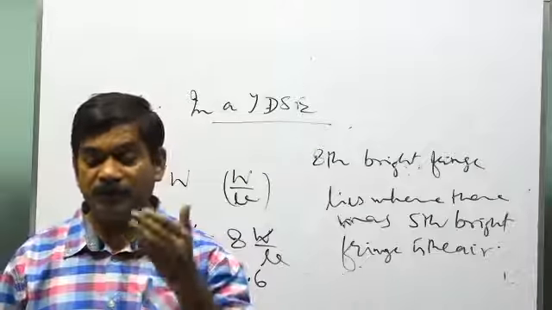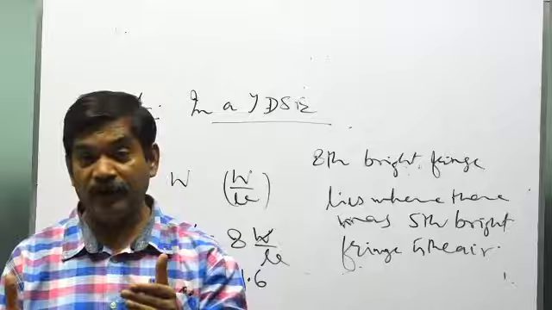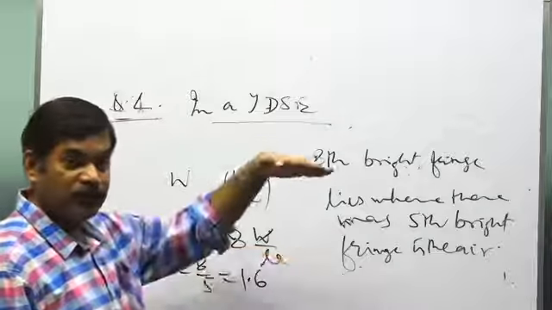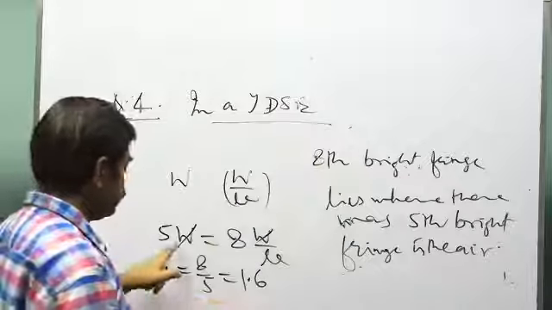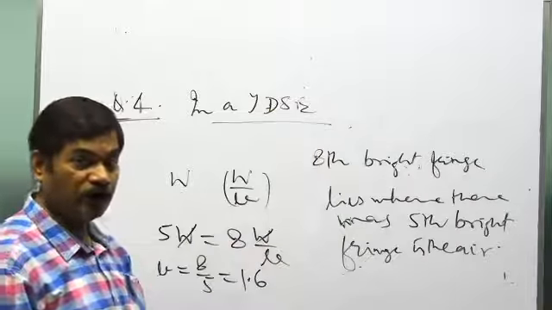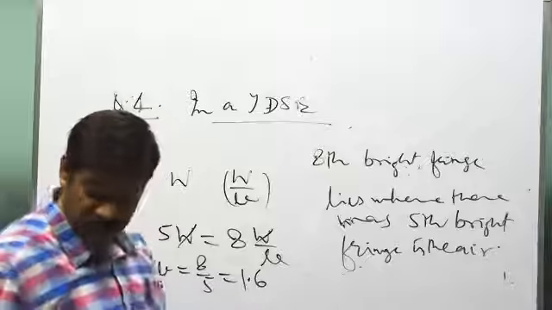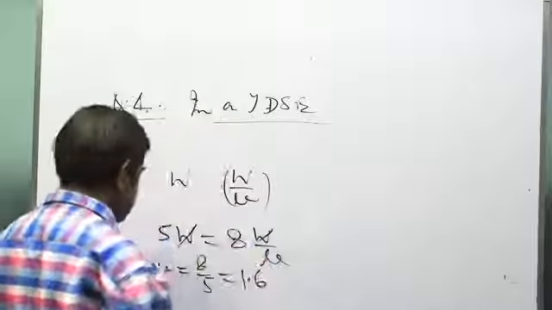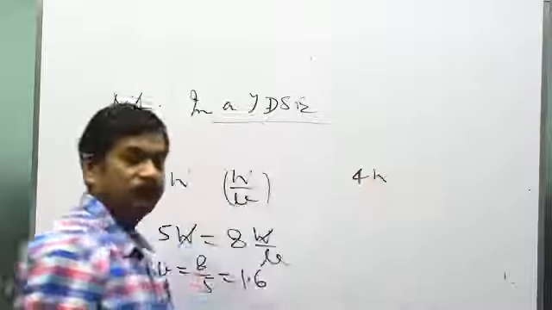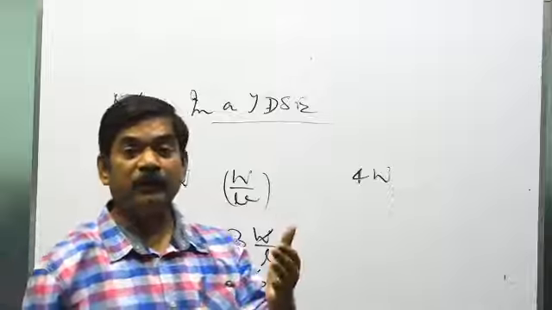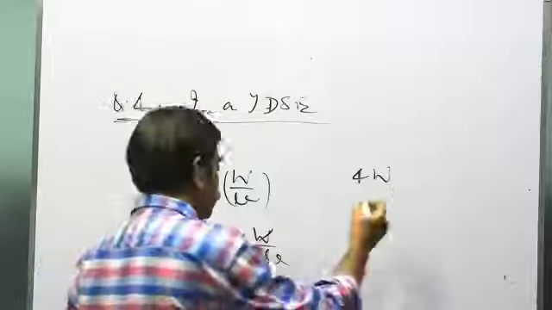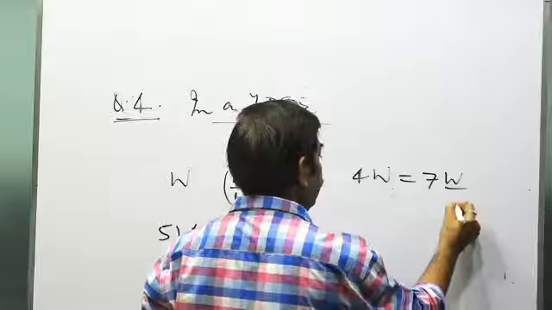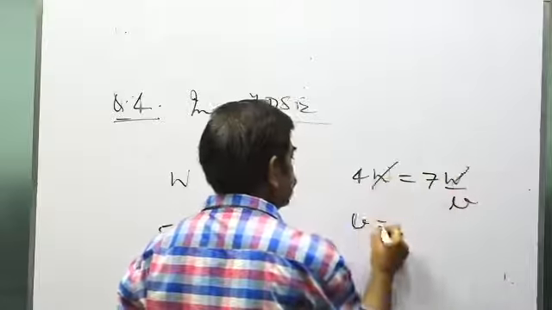So if the central maximum has been separated in that way, then the fifth maximum will be at 5λ. But if they say that the central maximum is the first maximum, then it will be 4λ. The fifth maximum will be where n equals 4, so 4λ. That equals, in place of 8, 7λ by mu. So mu equals 7 by 4.